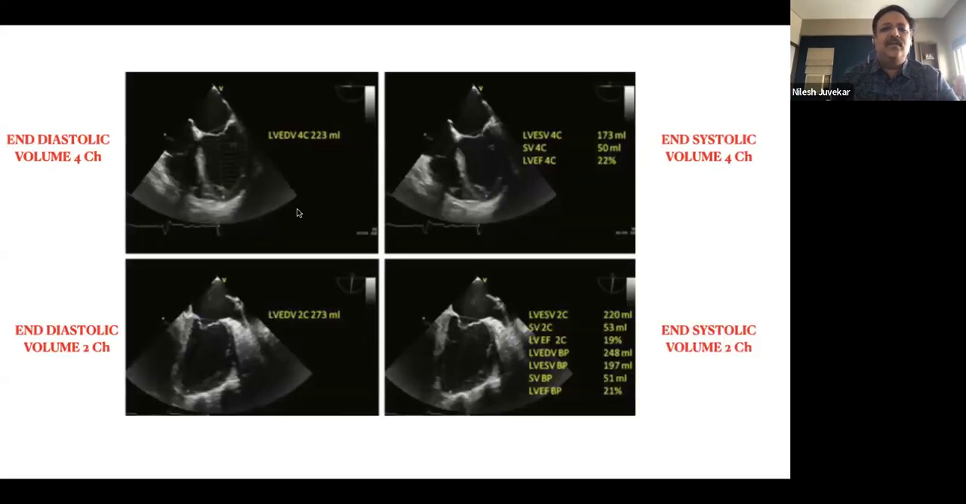So this picture will show you that here the top two views are the end diastolic volume and the end systolic volume in the four chamber, which will give us the LVEF in the four chamber. Similarly, in the two chamber, we again take end diastolic and end systolic volume. So it will give you the LVEF in the two chamber. And here we can see that it will give us the overall LVEF, which is 20% in this particular case.